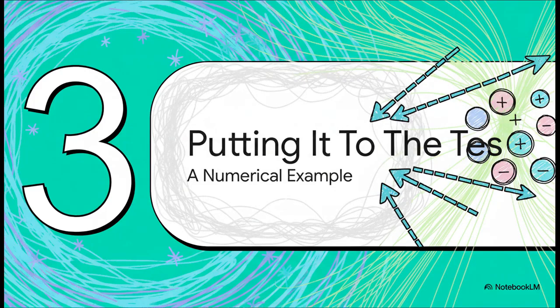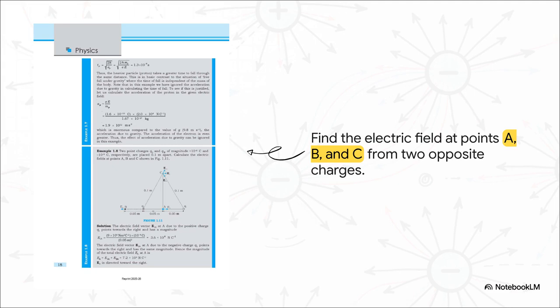All right. Theory is one thing, but to really get a feel for the superposition principle, you gotta see it in action. So let's get our hands dirty and work through an example with some actual numbers. Okay, so here's our playground. We've got a positive charge Q1 and a negative charge Q2. They have the same strength, just opposite signs. They're sitting 0.1 meters apart. Our mission, should we choose to accept it, is to find the total electric field at 3 different spots.